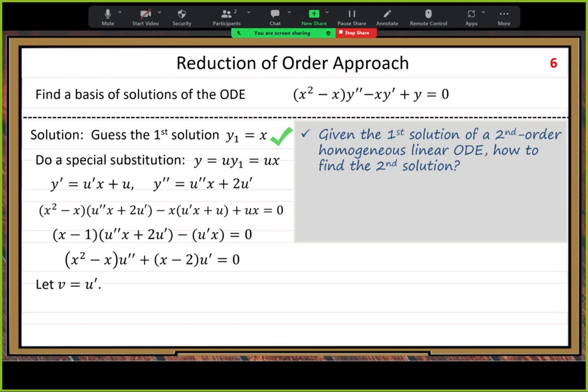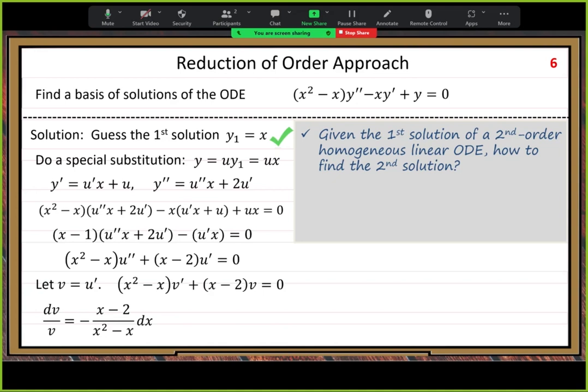Here, let v equal u prime. So we modify the last equation, and this time you get a first order differential equation. We can solve it. Is it a separable ODE? Can you see that? The simplest, we just use separable. So let's write it in the separable way. Left-hand side, dv over v.